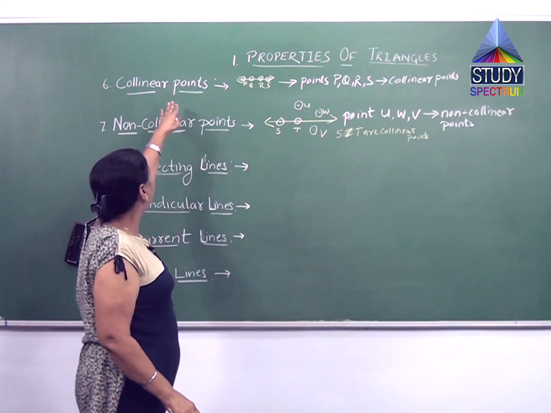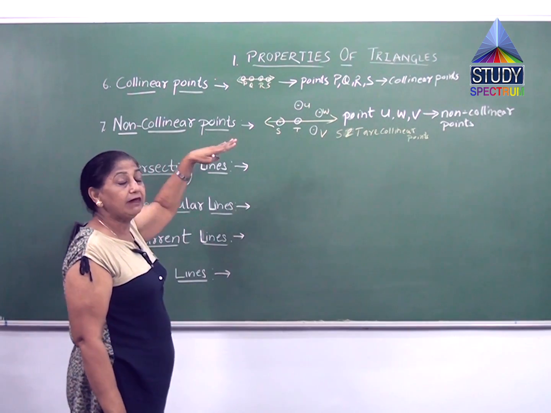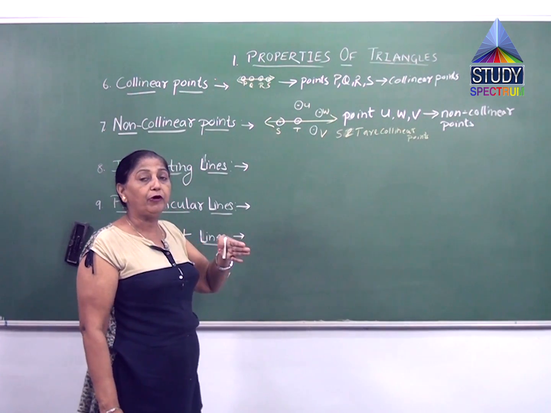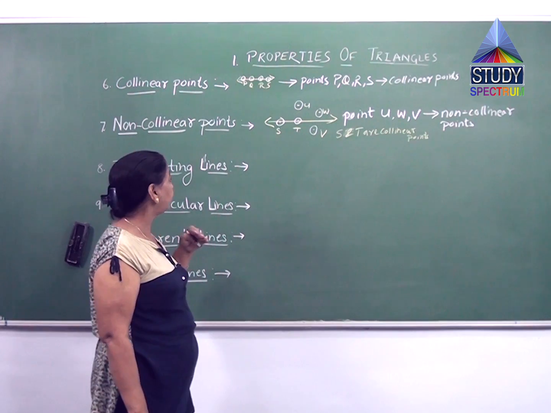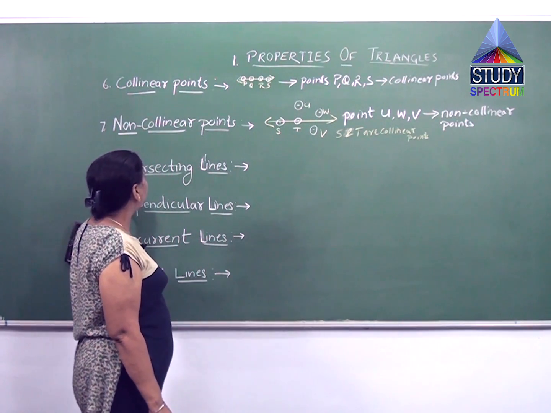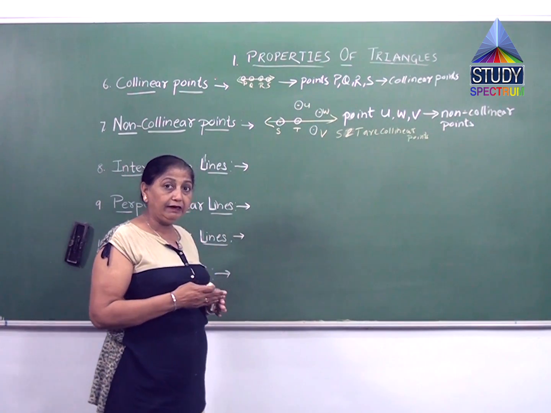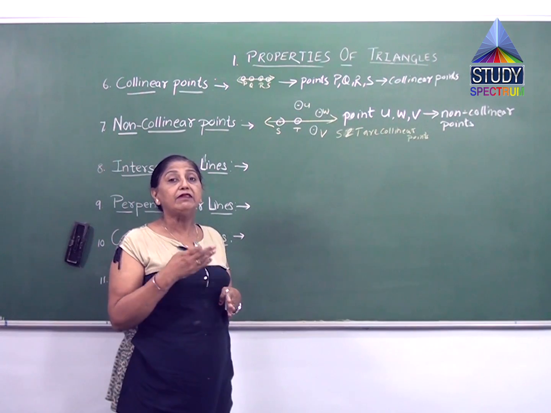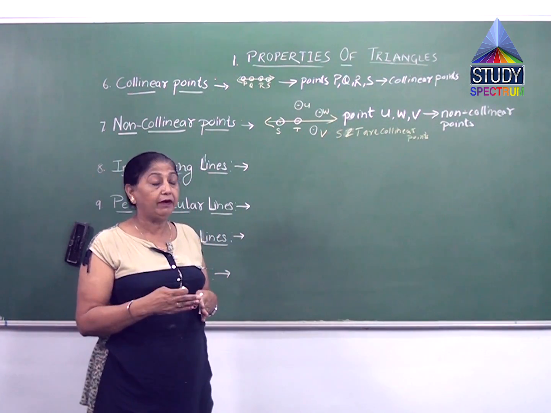So this is clear, both collinear points and non-collinear points. Collinear points are all the points which lie on the same line. Non-collinear points are all the points which do not lie on the same line. Now next we move to intersecting lines. When two lines intersect each other, there is always one point between them which is common, right?